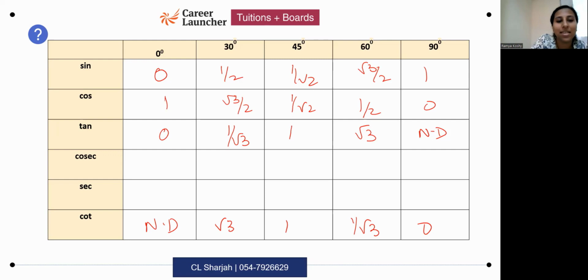Cosec is reciprocal of sine. Not defined. This will be reverse of sec. Sorry, 2 by root 3.